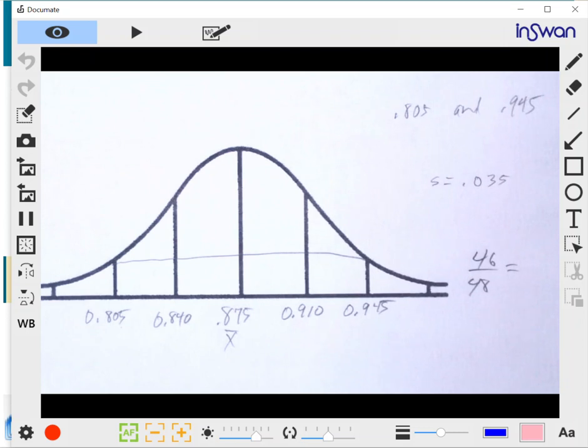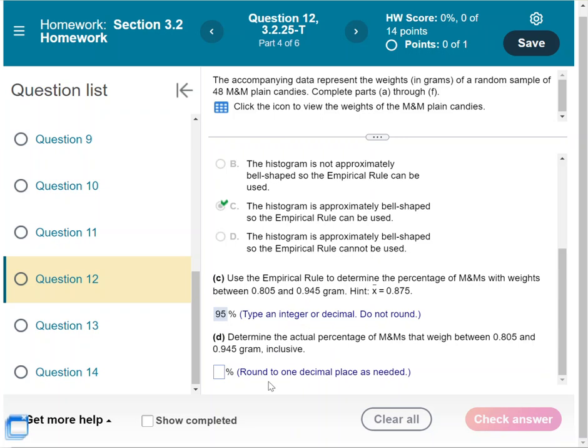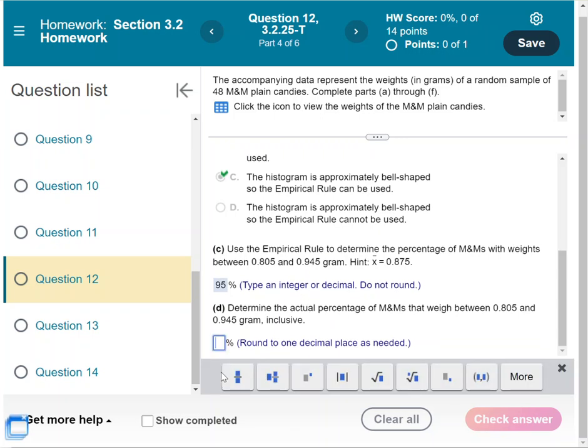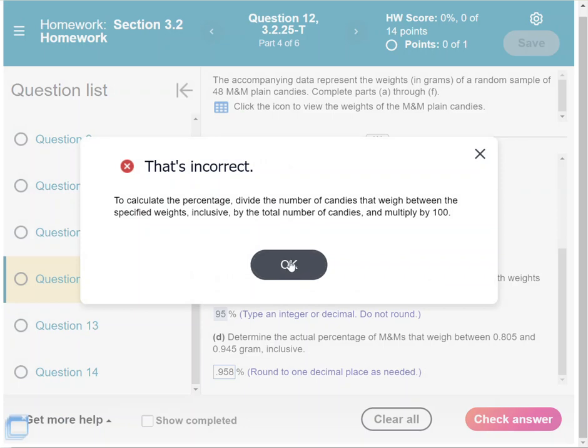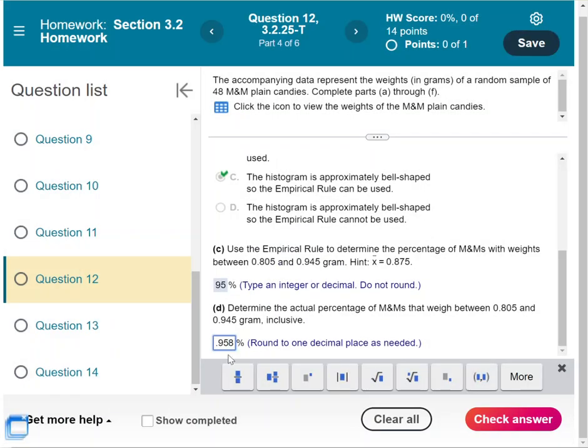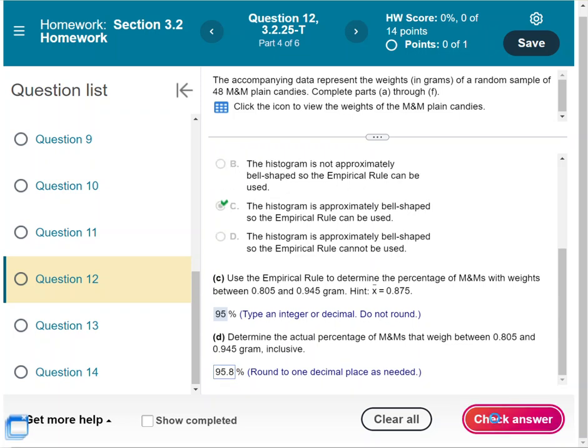And so let's go ahead and do the division. 46 divided by 48, and we get 0.958. I think we had to round to 1 decimal place. Let me check here. Yeah, round to 1 decimal place, so it'll be 0.958. Oh shoot, it's a percent. 95.8%. Whoops, I didn't change it. 95.8. There we go.